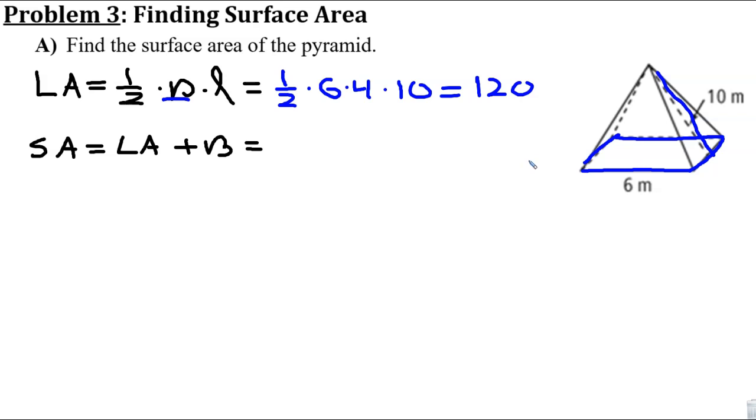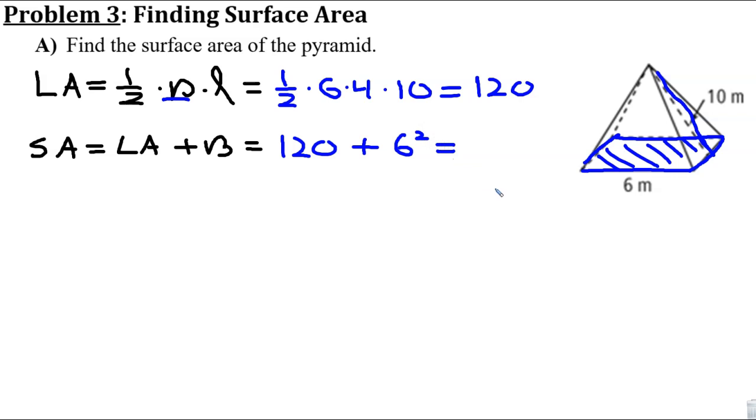So that's my lateral area. And then for the surface area, it is the lateral area plus the area of the base. Okay, lateral area is 120. We just found that. Okay, plus B for area of the base. That's going to be the area of this square on the bottom. With square root dimension 6, area is just 6 squared.